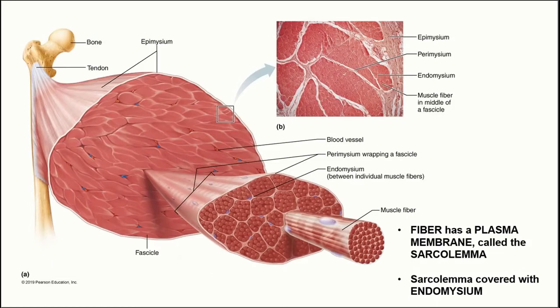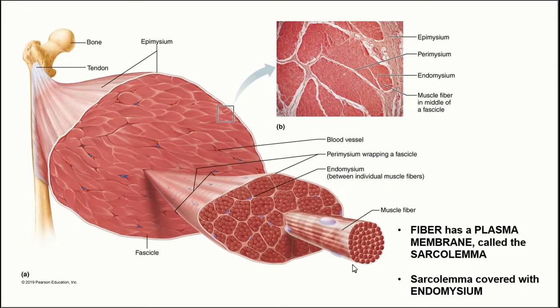So in this diagram, we see the whole skeletal muscle, the skeletal muscle cells here, which are called muscle fibers. And these skeletal muscle fibers are bundled together with several other muscle fibers to form a fascicle. The plasma membrane of the skeletal muscle cell is called the sarcolemma. And we can't actually see it in this diagram, but it would be surrounding this muscle fiber here.